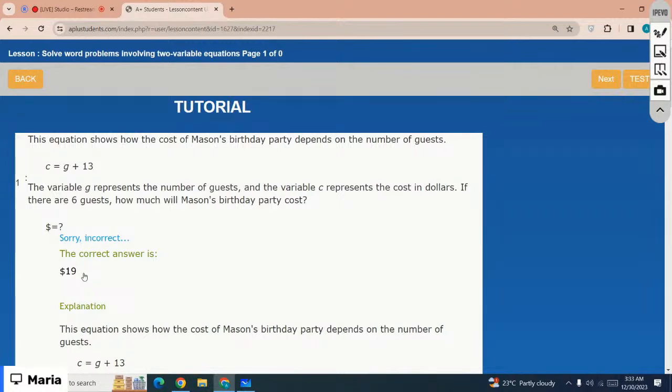So you are given six guests, right? That means G equals six. So just replace the variable G with the value, and the answer is 6 plus 13 equals 19. So the correct option is 19. Got it? Okay, let's just start with the test questions.